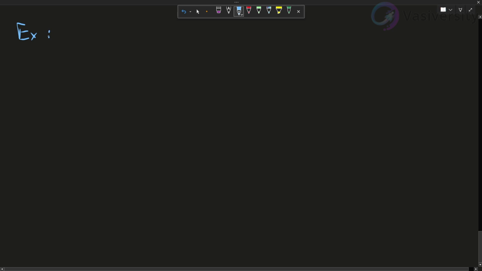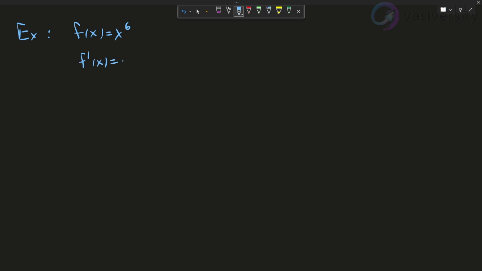So example. If we have f of x is equal to x to the 6, f prime of x will be 6x to the 5th. How about we have f of x is equal to 1 over x. How could we do that? Well, we have to remember the rule that it's the same thing as x to the negative 1. So that means n can be any integer, right?